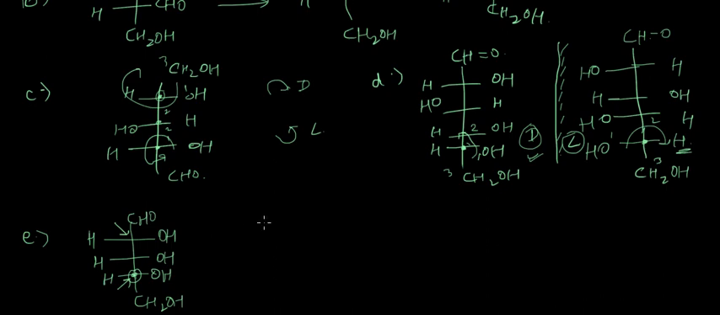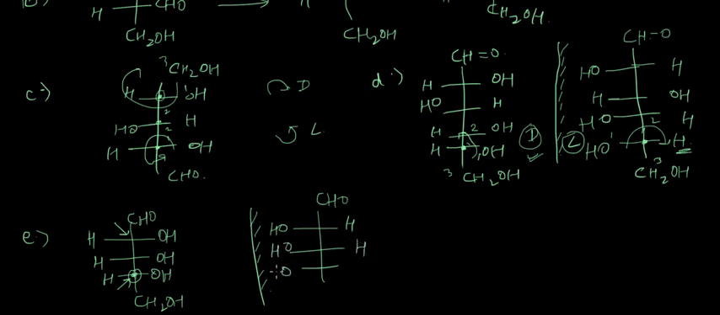Because D and L carbon is selected which is away from the CHO group. So away from the CHO group is this carbon, hence the configuration would be decided based on this. Let me first draw the mirror image also. So it is an enantiomer, a non-superimposable mirror image.